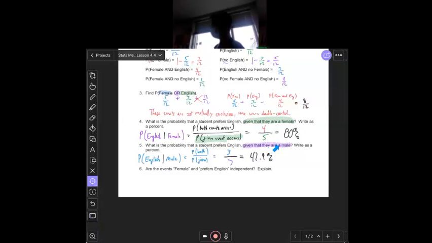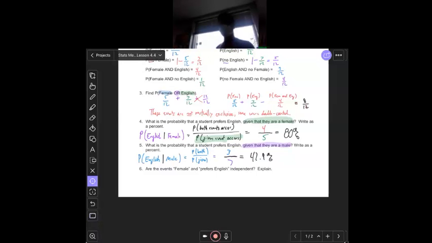They should be the same. So if being female didn't change your chances of liking English, that means it should be the same as being male and liking English. Those should be the same. But they're quite obviously not the same. So are they independent? Not. If they were independent, then they would be the same. All right.